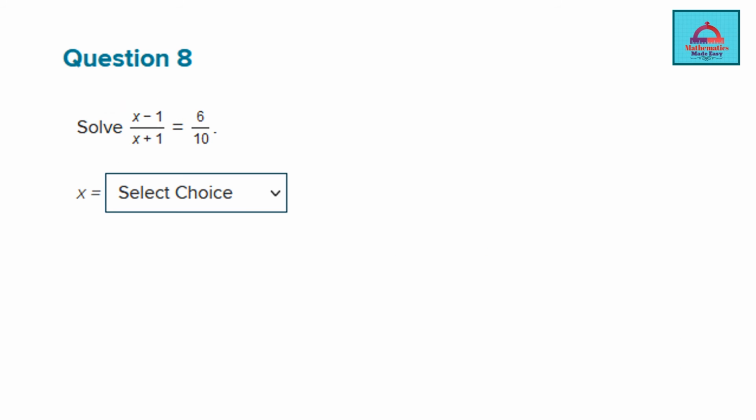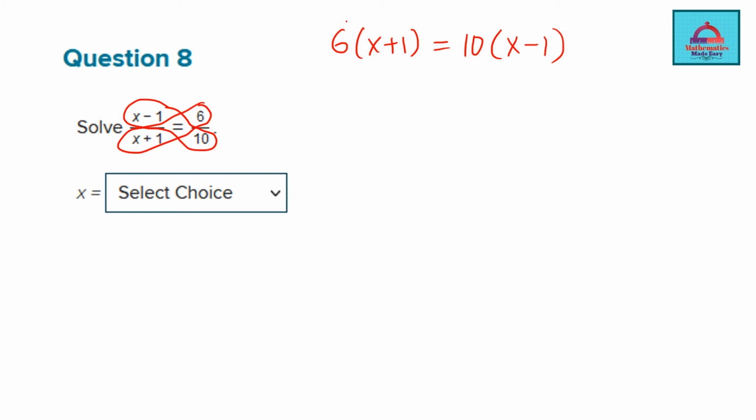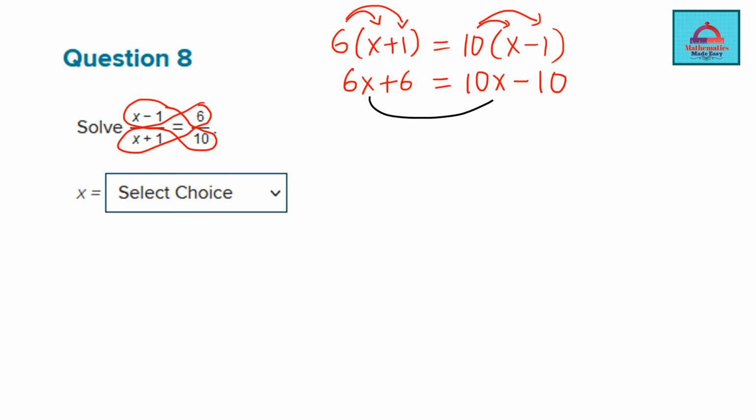Two answers. Okay, now this question you see division here, so definitely you are going to do cross multiplication. When you do cross multiplication, you get 6 multiplied with x plus 1 is equal to 10 multiplied with x minus 1. So now apply the distributive property, multiply term wise, so this is 6x plus 6 is equal to 10x minus 10.